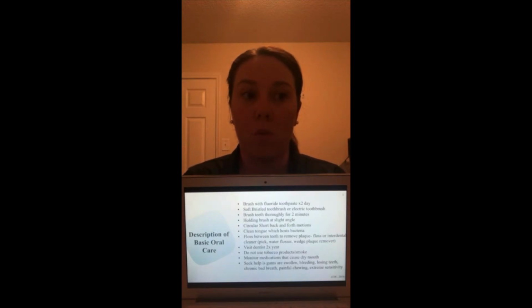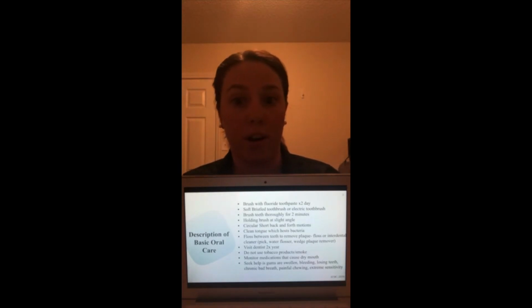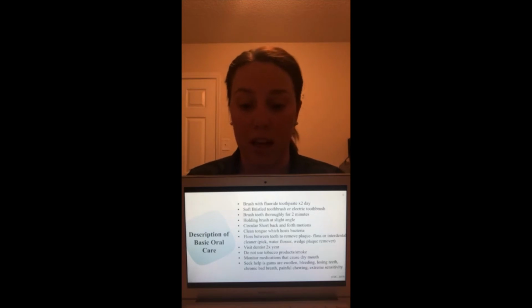This is so important just for preventative care, just to make sure no one has cavities. And then monitor your medications that cause dry mouth and just know which ones cause dry mouth, and then you can take other interventions to assist with that.